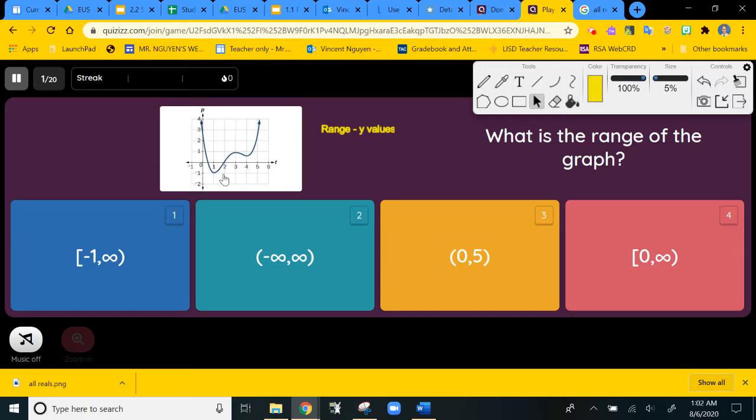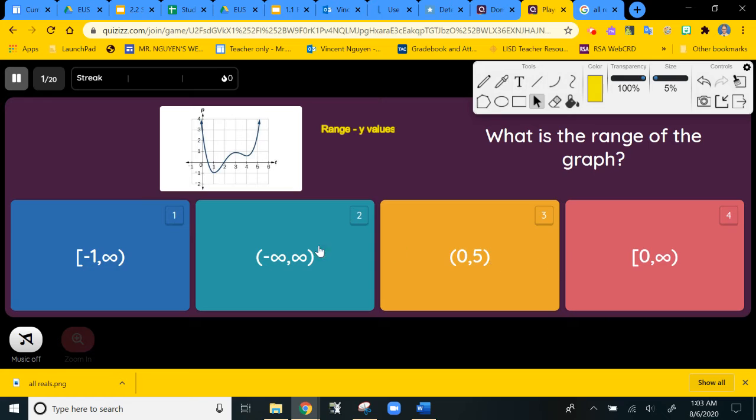Well, the bottom has a limit, right? It doesn't go any further than -1. So we know we start at -1. And then if you keep going on this graph, as you can see, the arrow is pointing, indicating the graph will travel indefinitely up that way, heading in the positive direction. So we can say that the range is starting from -1 all the way up to infinity. Okay, so that's the one we're going to be picking. So -1 up to infinity.